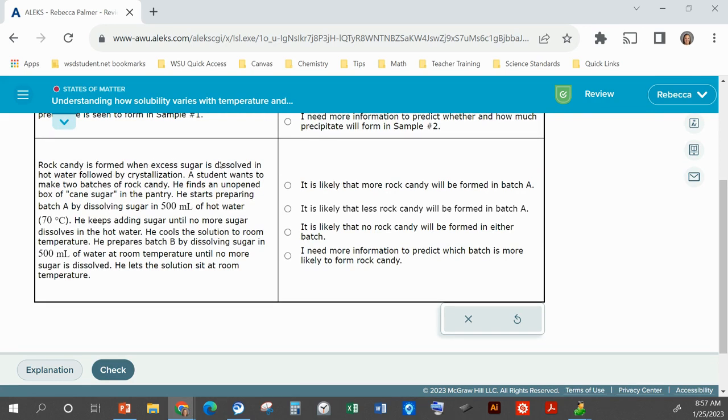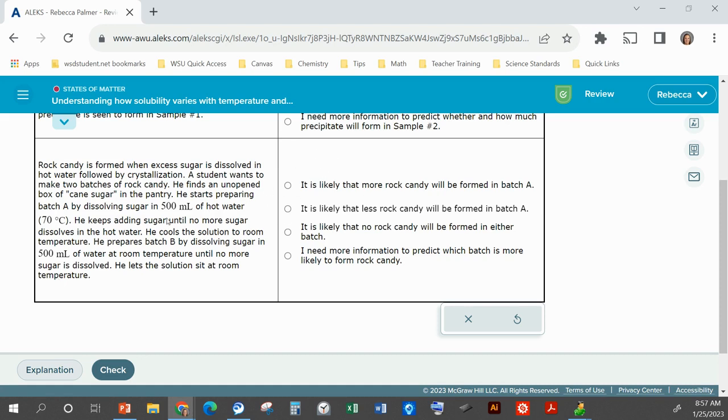Rock candy is formed when excess sugar is dissolved in hot water, followed by crystallization. A student wants to make 2 bottles of rock candy. He finds an open box of cane sugar. He starts preparing by dissolving sugar in 500 milliliters of hot water, which is 70 degrees Celsius. He keeps adding sugar until no more sugar dissolves in the hot water. He cools down the solution to room temperature. He prepares batch B by dissolving sugar in 500 milliliters of water at room temperature, adding sugar until no more sugar is dissolved. He lets the solution sit at room temperature.